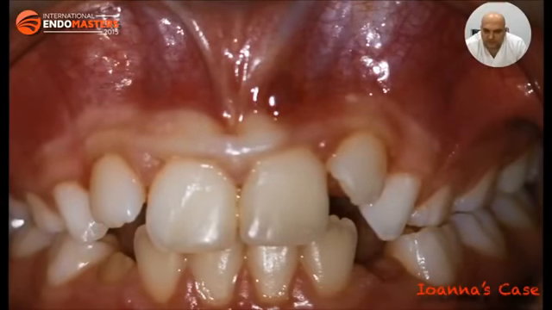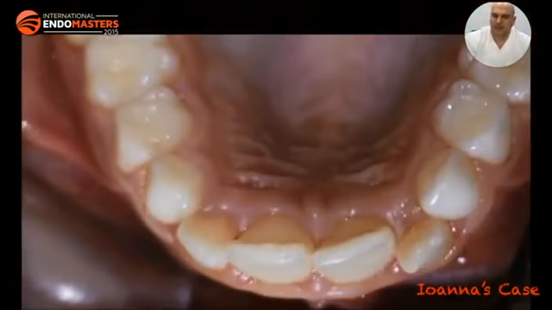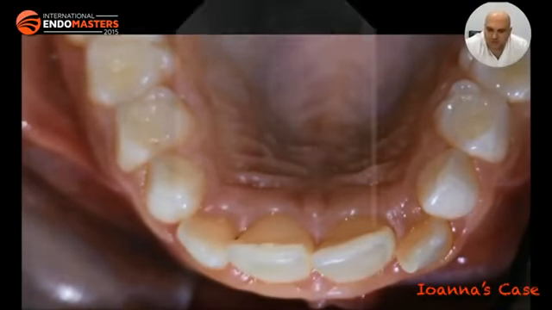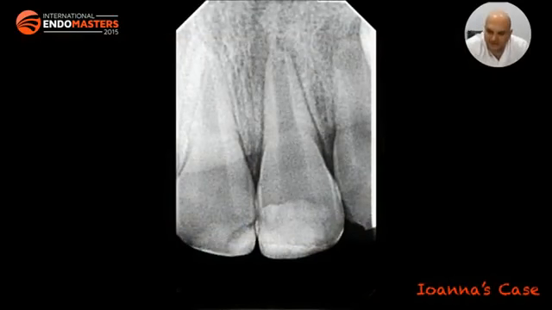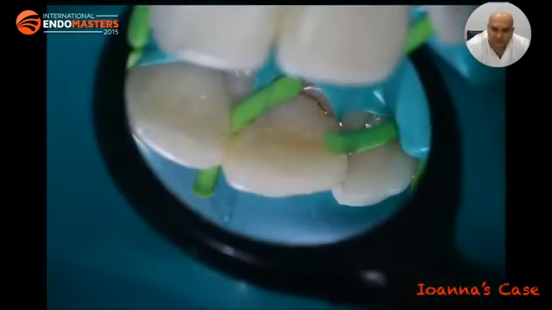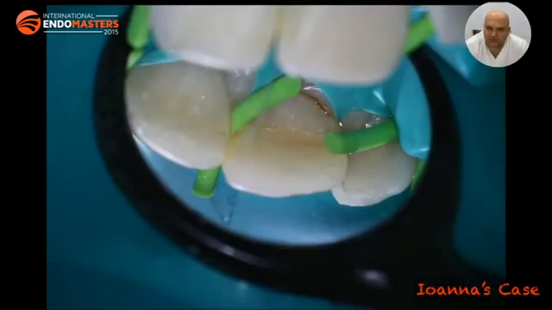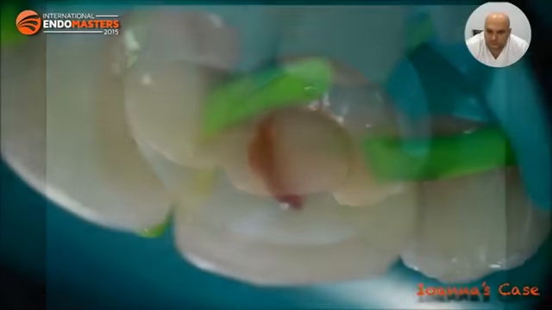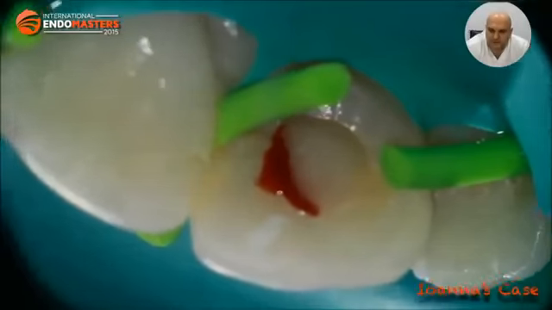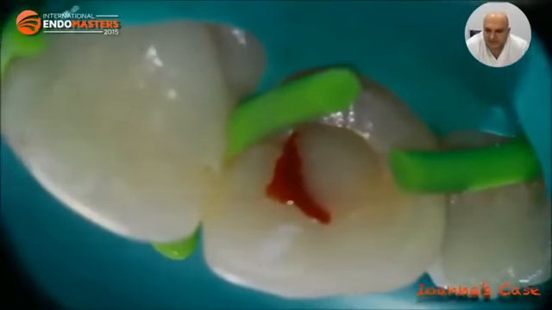This is the buccal view of the case, and this is the palatal view. Isolation sometimes in 7, 8 and 9 years old kids can be really challenging, and this is how I achieved isolation in little Joanna's case. Upon entering the pulp chamber, this is what I've got. Hemorrhagic and purulent drainage from inside the huge white canal.